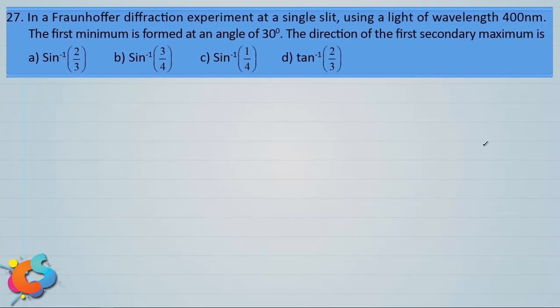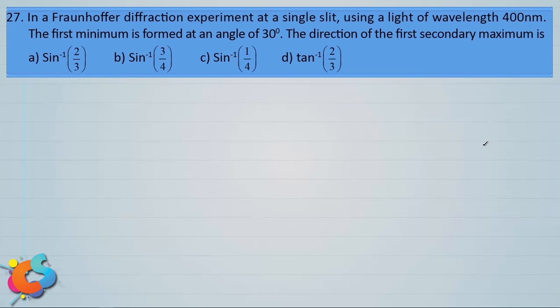Let's go to the next question, dear students. In a Fraunhofer diffraction experiment at a single slit using a light of wavelength 400 nanometer, the first minimum is formed at an angle of 30 degree. The direction of the first secondary maximum is: options A, sine inverse of 2 by 3, B, sine inverse of 3 by 4, C, sine inverse of 1 by 4, and D, tan inverse of 2 by 3.